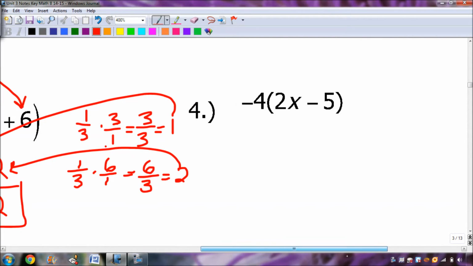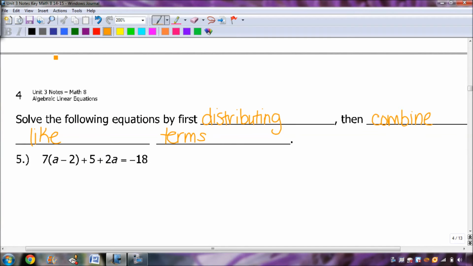And then number 4 is very tricky. Please be careful as you do number 4. So I'm going to take the negative 4 and multiply it to the 2x. Well, negative 4 times 2 is negative 8, so this will be negative 8x, all right? Then I'm going to multiply the negative 4 through to the negative 5. Well, negative 4 times negative 5, make sure you know it's a negative 5, would give you a positive 20. What's the point of all this?